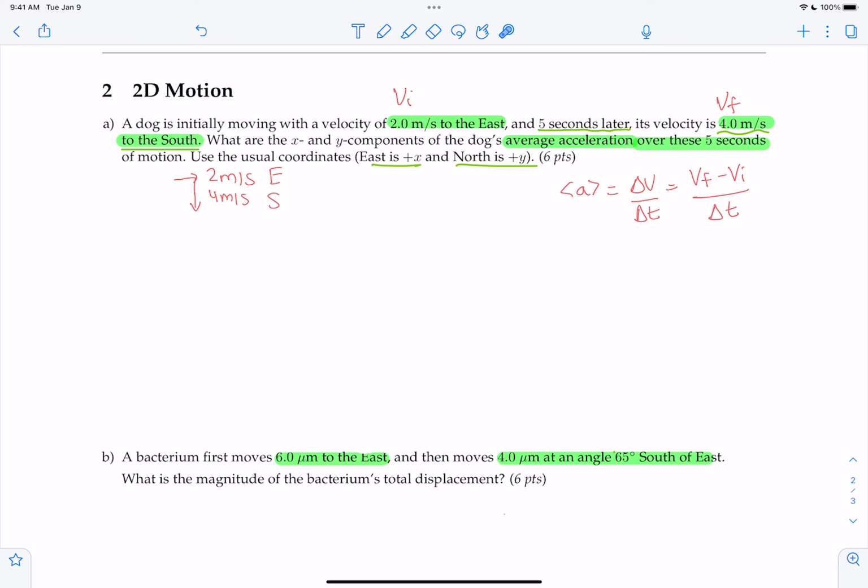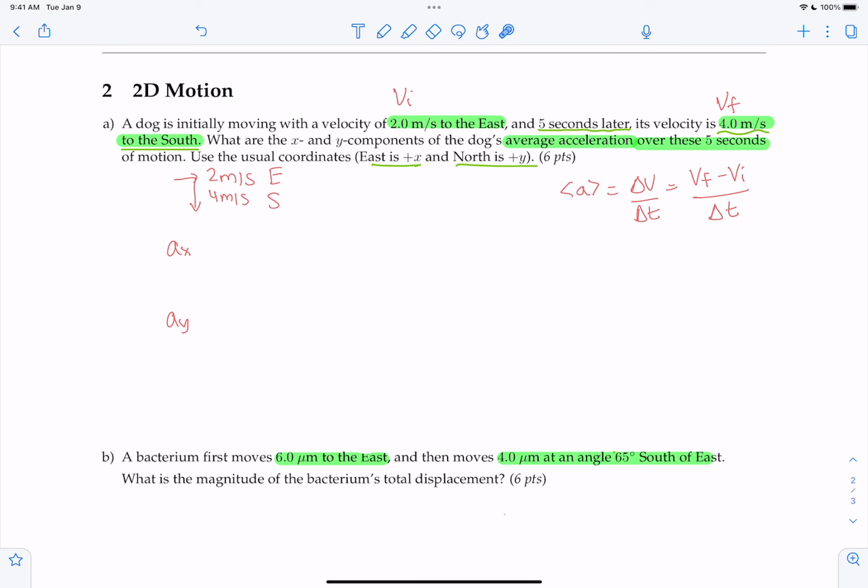Now, they're asking us for the X and Y components of the average acceleration. So they don't necessarily want us to put down the total average acceleration as the whole thing. They want us to figure out each component. So what does that mean? We want to figure out AX and we want to figure out AY.